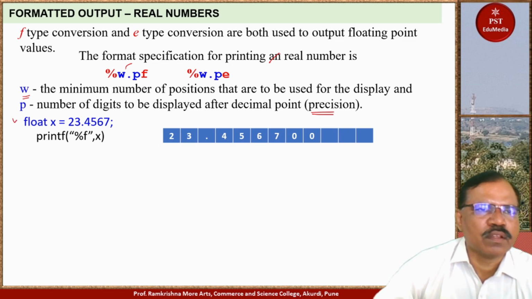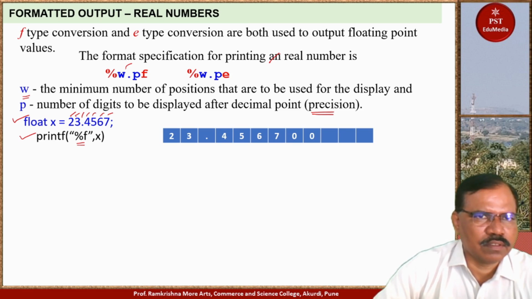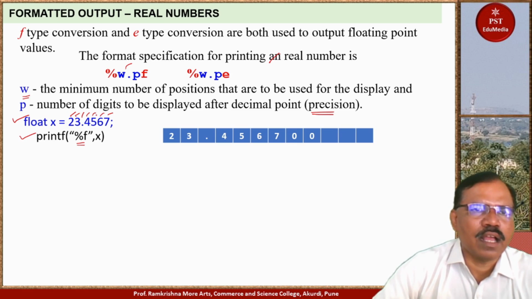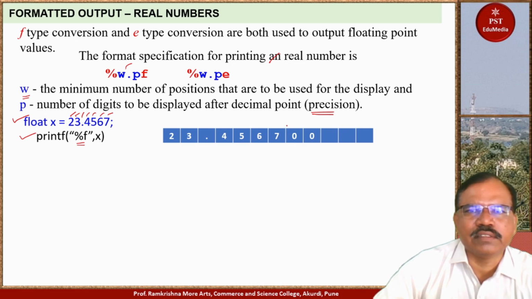If we take an example here, float x is equal to 23.4567, and we use a printf statement, printf in double quotes %f, comma x. So what happens here? 1, 2, 3, 4, 5, 6, 7. There are 7 digits with one decimal point, so 7 positions are required. But by default, it will take 6 decimal places, so an additional 2 decimal places are taken. So in all, 1, 2, 3, 4, 5, 6, 7, 8, 9. 9 positions are used by default.